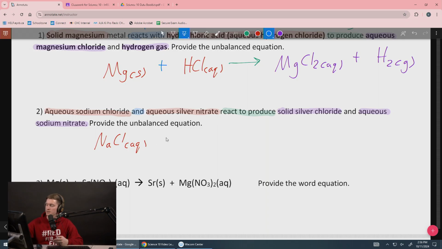And we are reacting it with aqueous silver nitrate. Silver nitrate is AgNO3, nitrate is NO3 minus, silver is Ag plus. We know it's aqueous, so give it that little aq. Reacts to produce solid silver chloride. That's AgCl. It gets the solid state because they've told us it's solid. And we're also producing aqueous sodium nitrate.